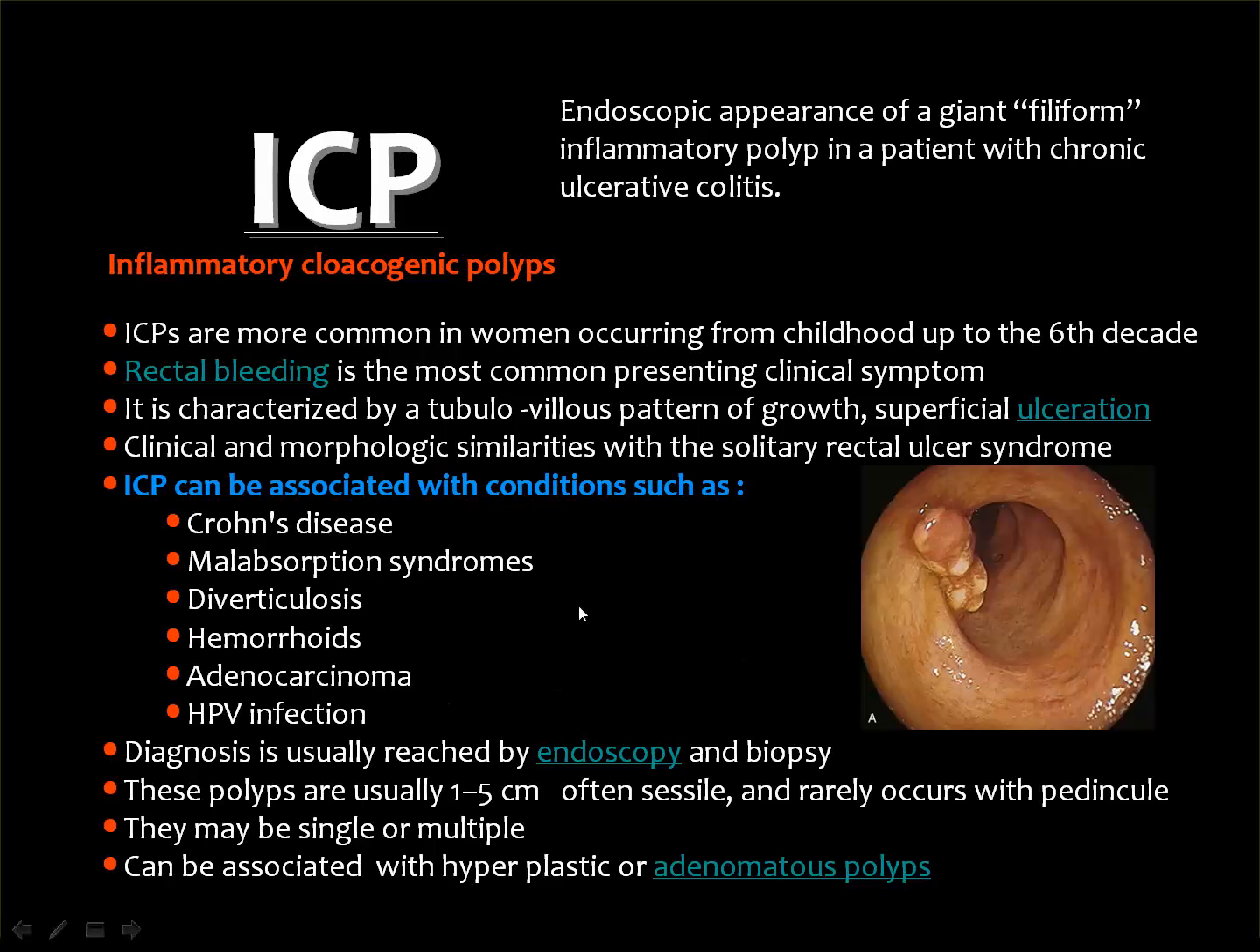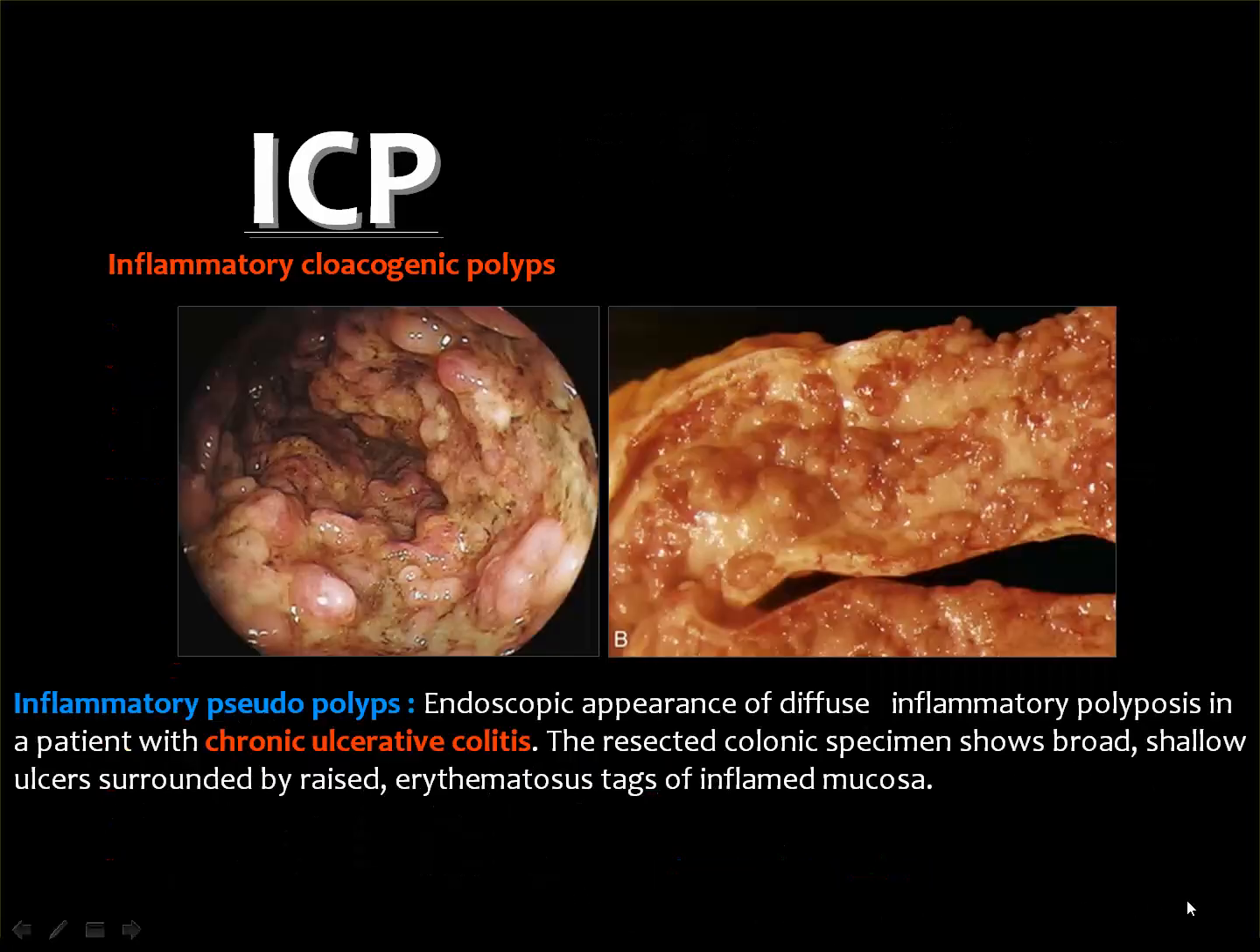and these conditions also may be associated with adenocarcinoma or human papilloma virus. The diagnosis is by endoscopy and biopsy. Polyps are in the range of 1 to 5 centimeters, and they may be associated with hyperplastic or adenomatous polyps. I mean, these inflammatory polyps can be present at the same time with these types of polyps. And here is an endoscopic and surgical specimen for pseudopolyps in a patient with chronic ulcerative colitis.